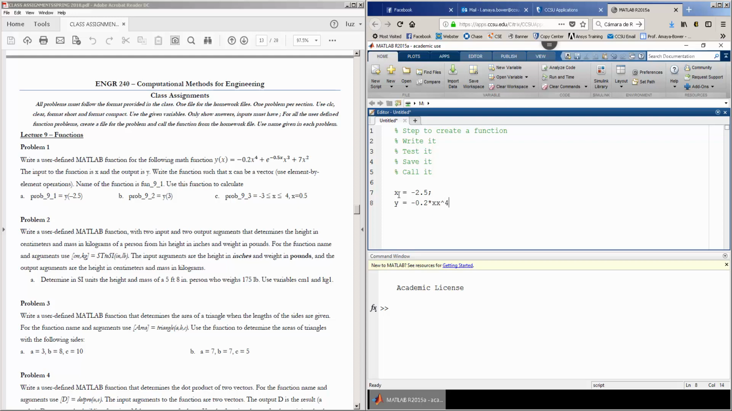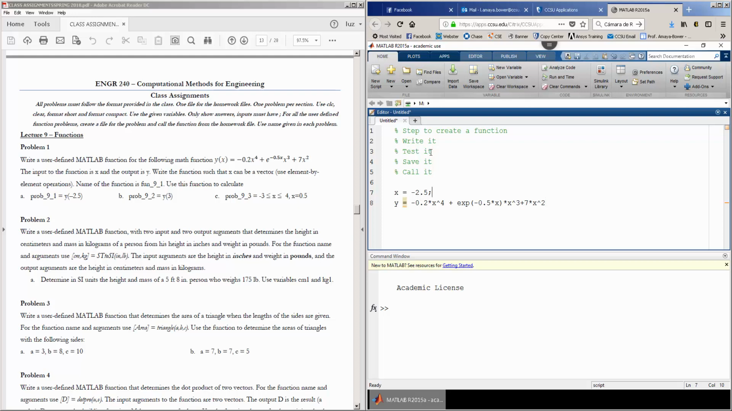to the 4th, plus minus 0.5 times x to the 3rd, plus 7 times x to the 2nd.